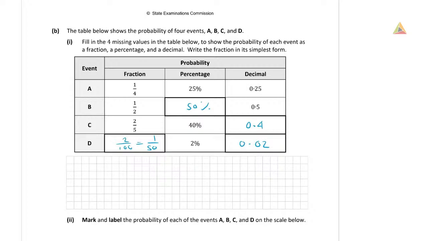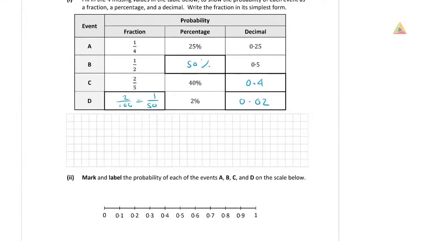So the last part of that question is to mark and label the probability of each of the events A, B, C and D on the scale below. So for A, we're going to look at the decimal here would be easiest. So for A, it's 0.25, so 0.25 would be roughly here. I'm going to mark that in there. So A. The next one, B, is 0.5, so that's going to be here. The next one is C, which is 0.4, which is going to be here. And finally, D, which is 0.02, so it's going to be roughly here. So I'm going to put in D. There. And I think that is the end of the question.